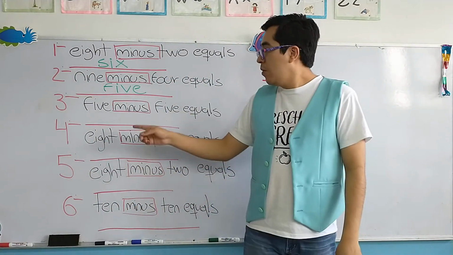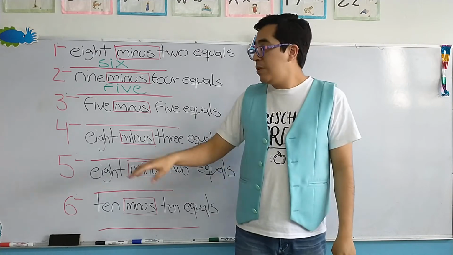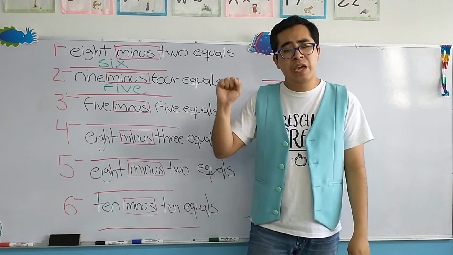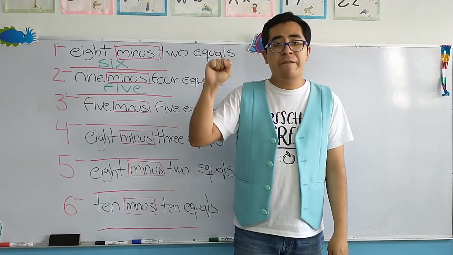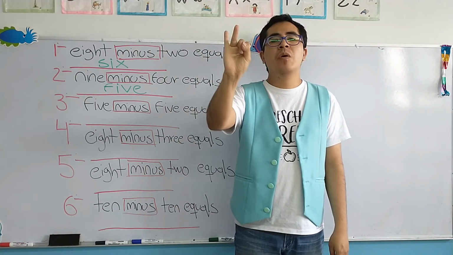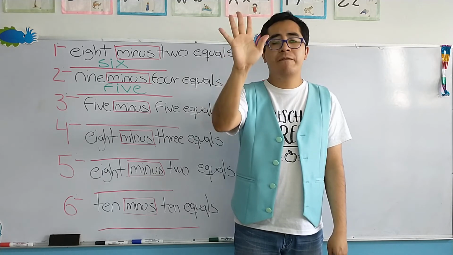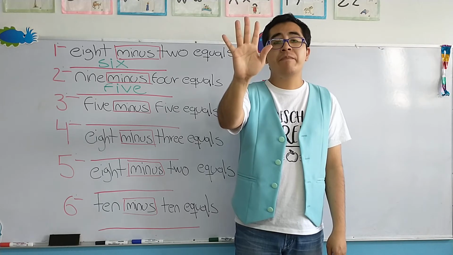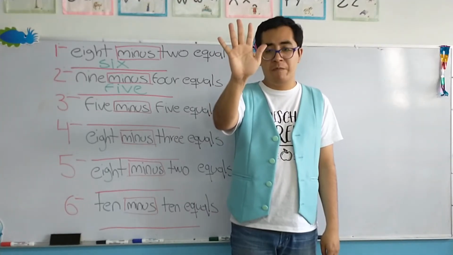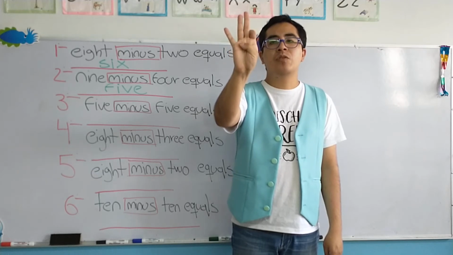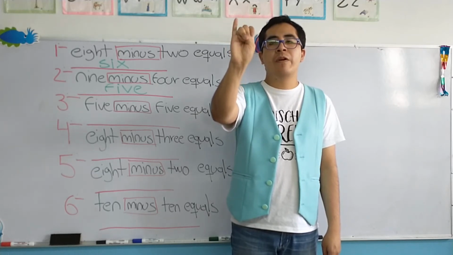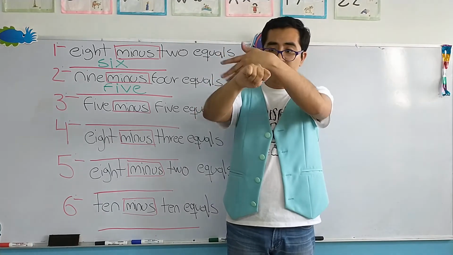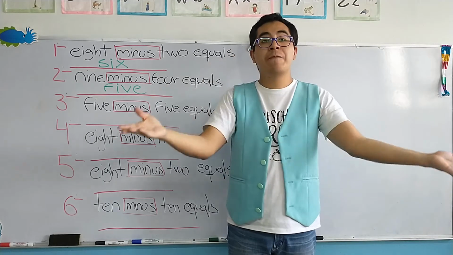Let's continue with the third subtraction. It says 5 minus 5. So for this, we only need one hand. 5 fingers. 1, 2, 3, 4, 5. 5 minus 5. We remove 5 fingers. 1, 2, 3, 4, 5. What's the result? No fingers, no numbers. So the result, 0.